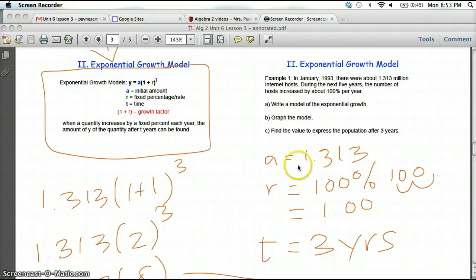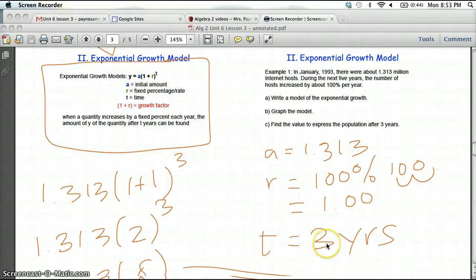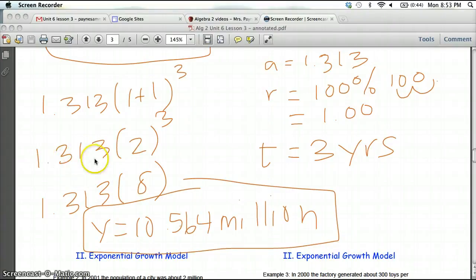So all we're going to do now is plug everything in. Our A is 1.313. You're going to multiply that by 1 plus our R, which is 1 because 1.00, to the third power, because our T is our time and T is 3. So then we're going to do 1.313 times 2 cubed, which is 8. 1.313 times 8 is actually 10.564, and now we include our million. So our Y is 10.564 million.